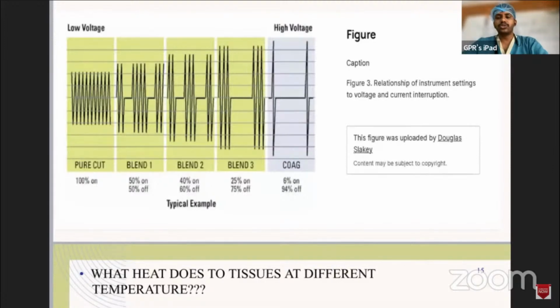So the amount of energy used by a coagulation current will be comparatively 6% of what is used by the cutting current. There are three different entities called blend 1, blend 2, and blend 3, depending upon the amount of energy used. Blend 1 is 50%, blend 2 is 40% cutting and 60% coagulation, and blend 3 is 25% of the current. Preferably in robotic surgery, we prefer to use the blend 2 type of cautery setup, and in endo surgery or laparoscopic techniques, we use either blend 2 or blend 3.